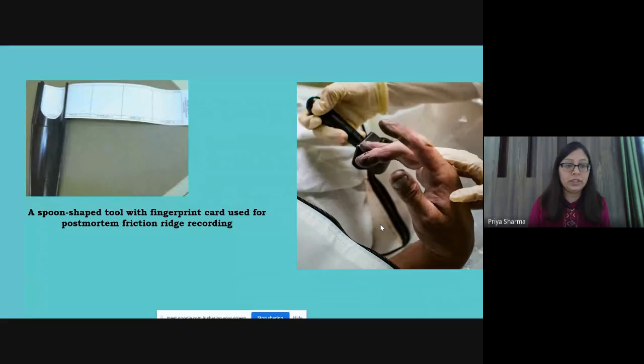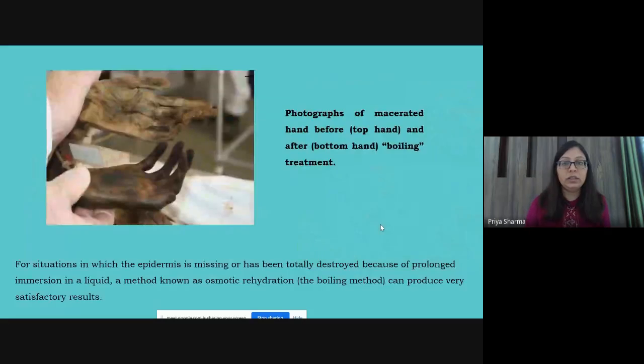These are some of the tools that can be used to take the fingerprints, like rolled impression if we want. So this is a spoon-shaped tool with which we can take the impressions very easily in case of dead bodies. In case of a macerated hand, like I told you, where the body is completely decomposed, we can use this boiling treatment. You can see after boiling treatment, your hand is completely swelled. So this osmotic rehydration technique can be used to bring the hand into normal condition, and then we can take the fingerprints.